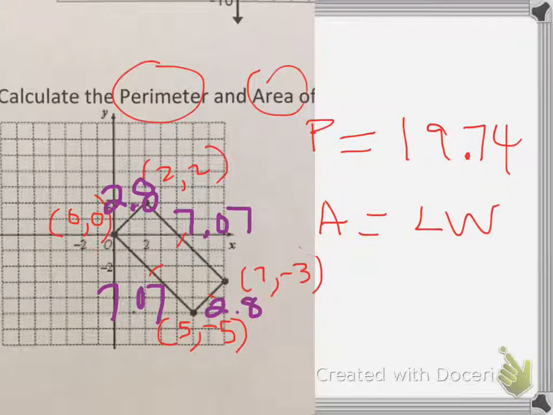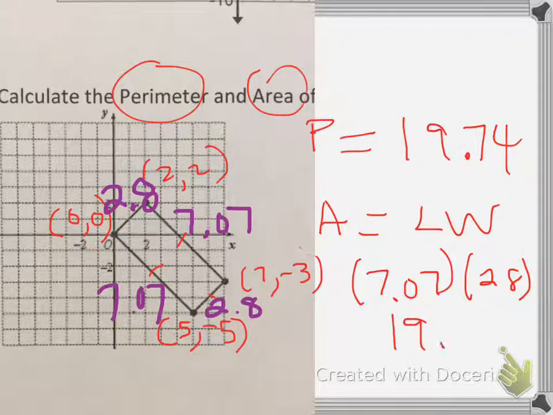My area, on the other hand, is even easier. It's length times width, or base times height, whichever one you want to say. So we're doing 7.07 times 2.8, and we get 19.796 for the area. No units on this, so we're going to put units squared on this one.